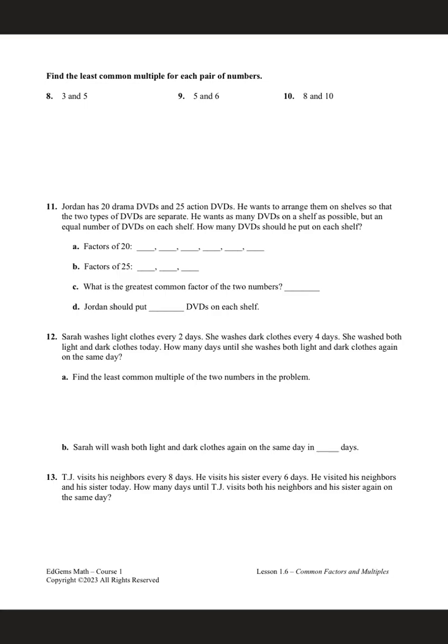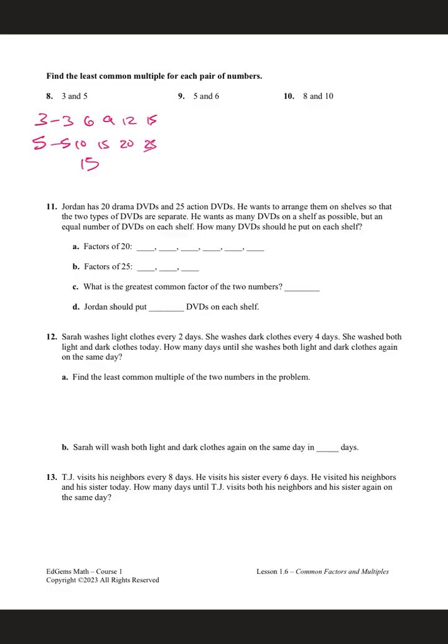Okay, so for numbers 8 through 10, it says to find the least common multiple, or LCM, for each pair of numbers. So let's go ahead and do that. So for 3, I'm going to list the first 5 multiples. So 3, I've got 3, 6, 9, 12, and 15. For 5, I've got 5, 10, 15, 20, 25. What are its common multiples? The common multiples are 15.